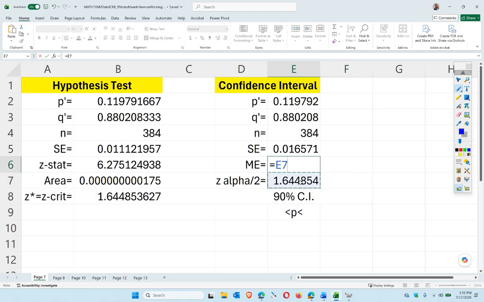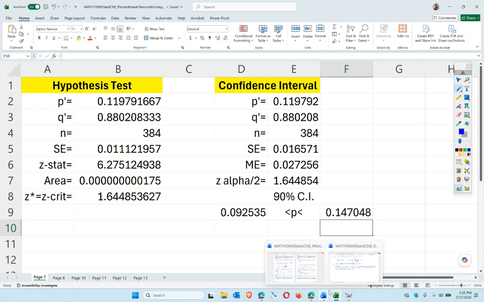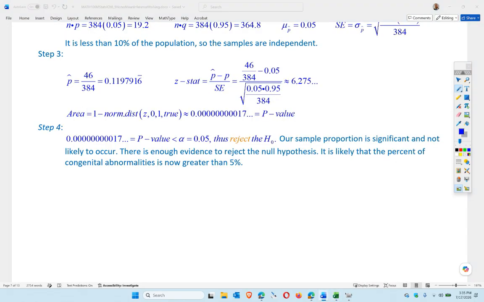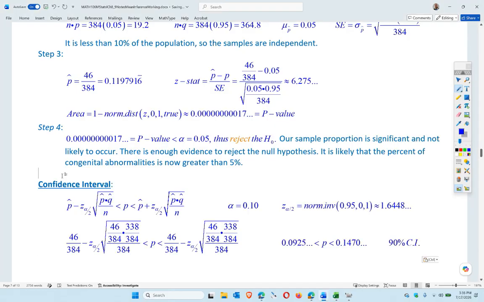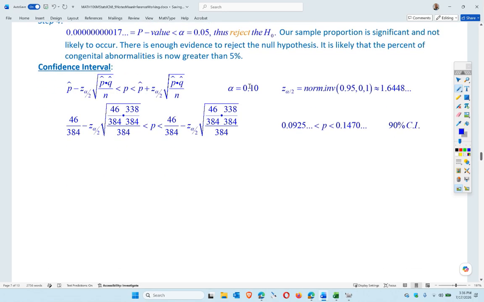So we have the z alpha/2 times the standard error as our margin of error. This is the sample minus the margin of error, and this is the sample plus the margin of error. So their true proportion is in this range, essentially. So the confidence interval is a 90% confidence interval, and our alpha is 10% essentially.